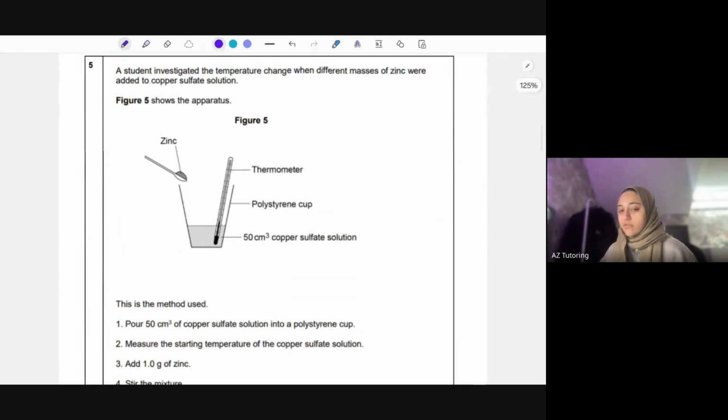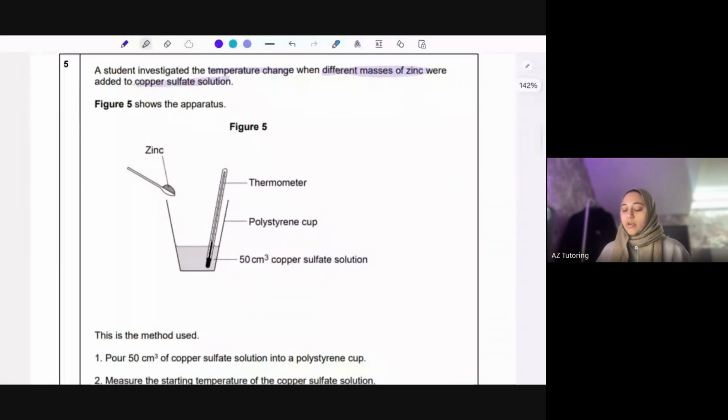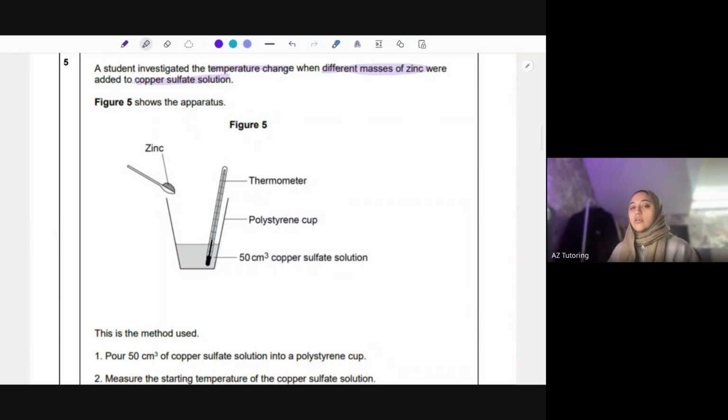Okay, moving on to question 5. A student investigated the temperature change when different masses of zinc were added to copper sulfate solution. Whenever you get these questions about experiments, in biology, chemistry, and physics, you should always in your head think about the independent variable, the dependent variable, and the control variable. Just to remind you from yesterday, we've got independent, we've got dependent, and we've got control.